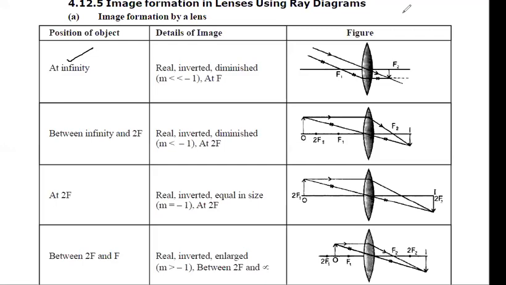Real, right? It is formed by the actual intersection of rays. Real, inverted and diminished, so magnification is very, very less than one. It is very small. Very good. Now, second is behind center of curvature. Next is behind center of curvature.